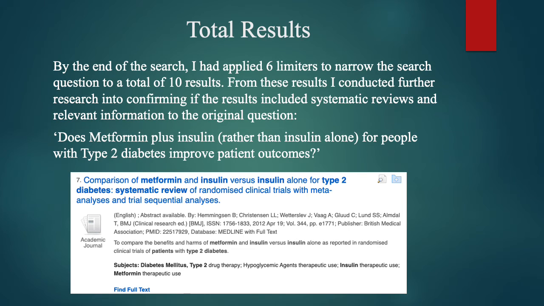From these results, I went through the articles to confirm systematic reviews and relevant information was included, and they were. While I was searching through, I also came across this academic journal article, which from the title appears to identify my exact question: does metformin plus insulin rather than insulin alone for people with type 2 diabetes improve patient outcomes?